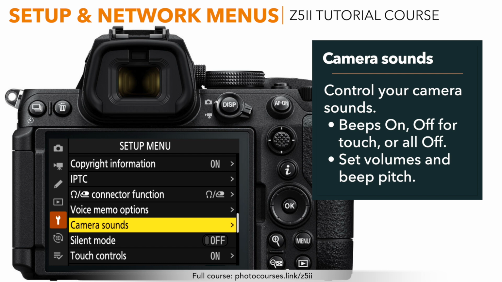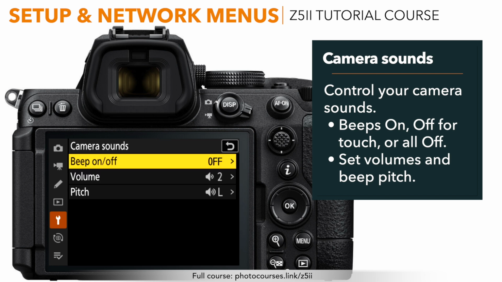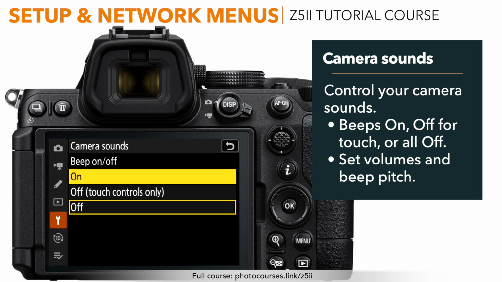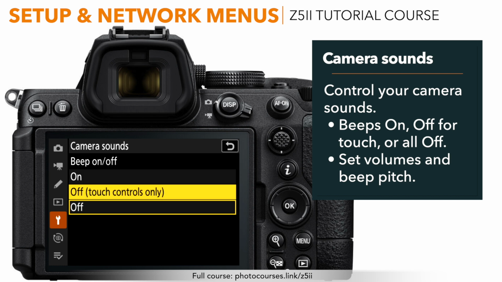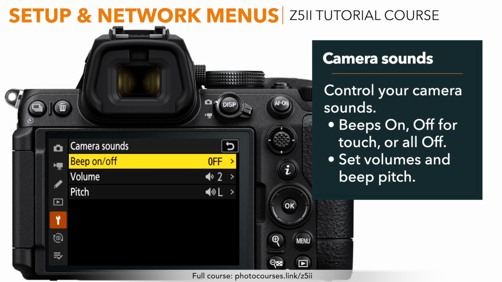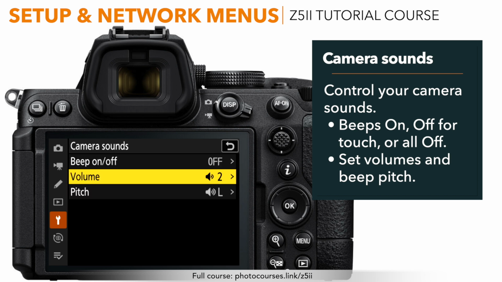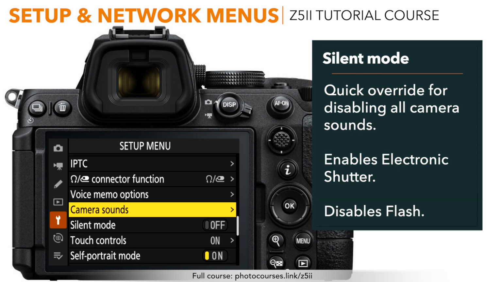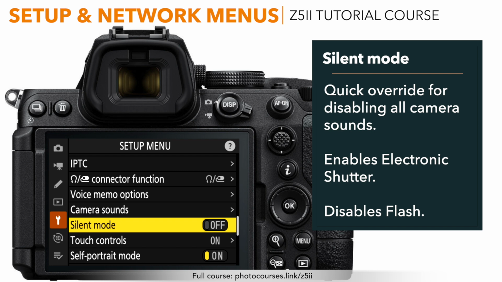Your camera can make a lot of sounds, so under Camera Sounds, you can set whether or not your beeps are on or off. So if beeps are set to on, that's going to beep to confirm an autofocus lock whenever you touch the touch screen, using a self-timer or interval timer shooting. If you still want to have all of those beeps enabled but want to turn off the touchscreen beeps, you can select Off for touch controls. And then you can also set the volume of those beeps and whether or not they are a high-pitched or low-pitched sound.